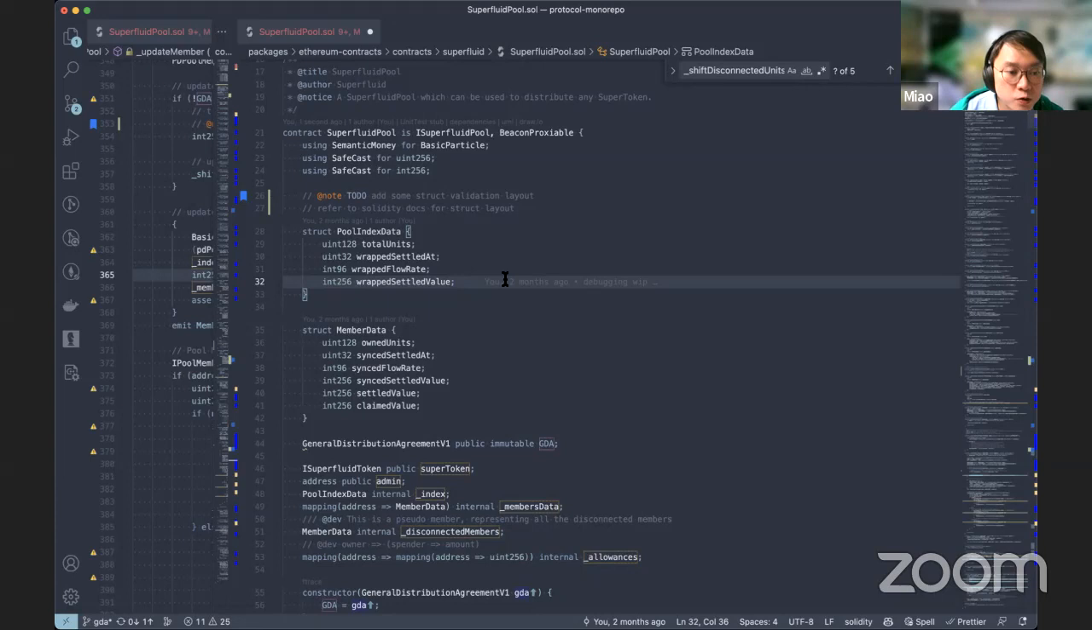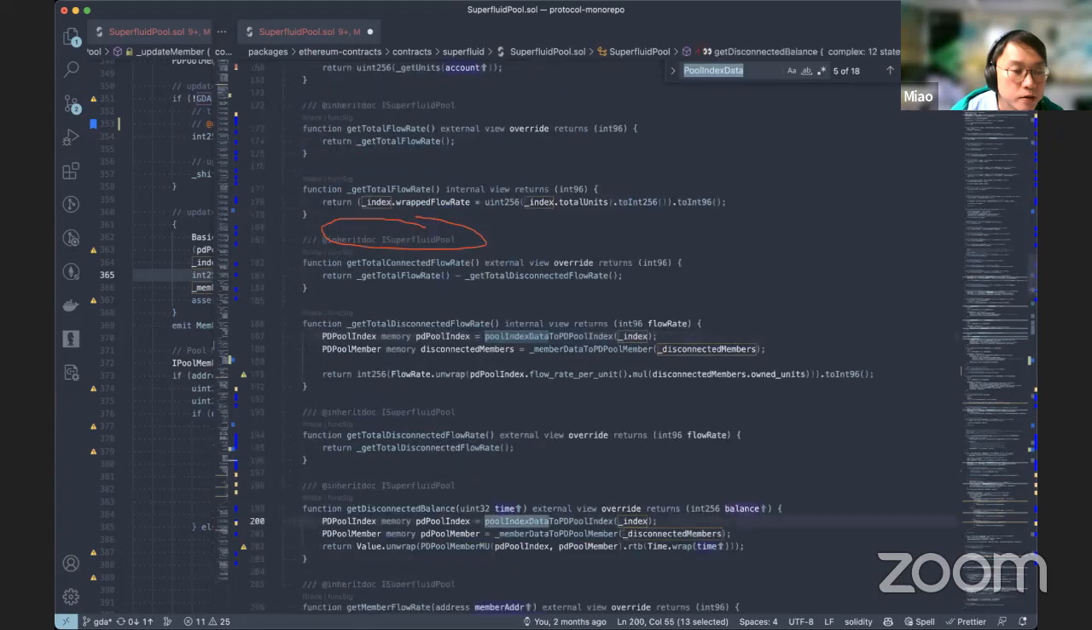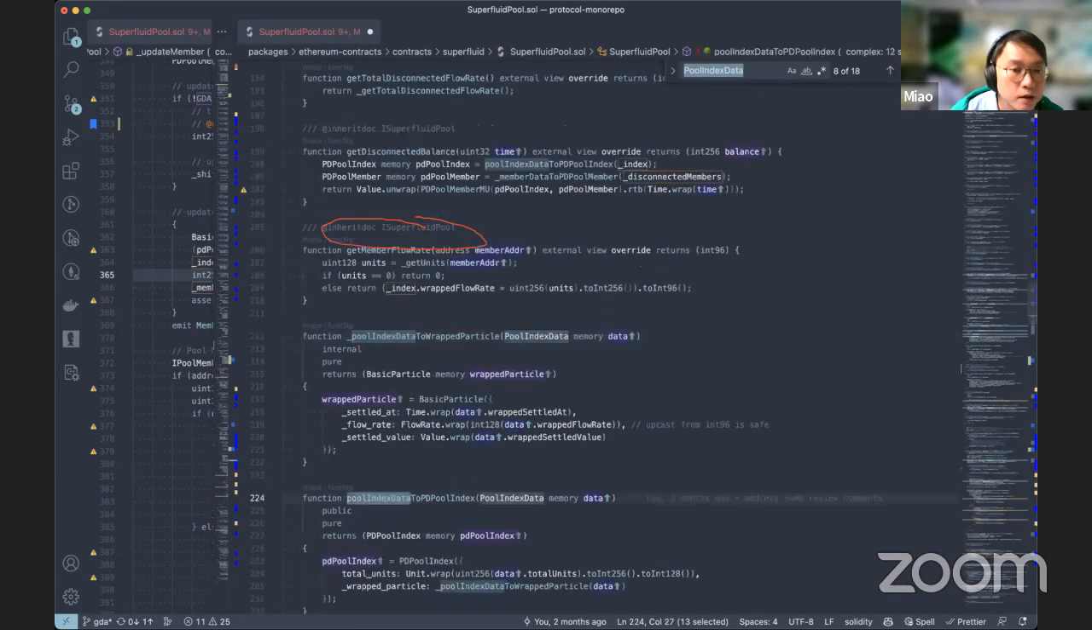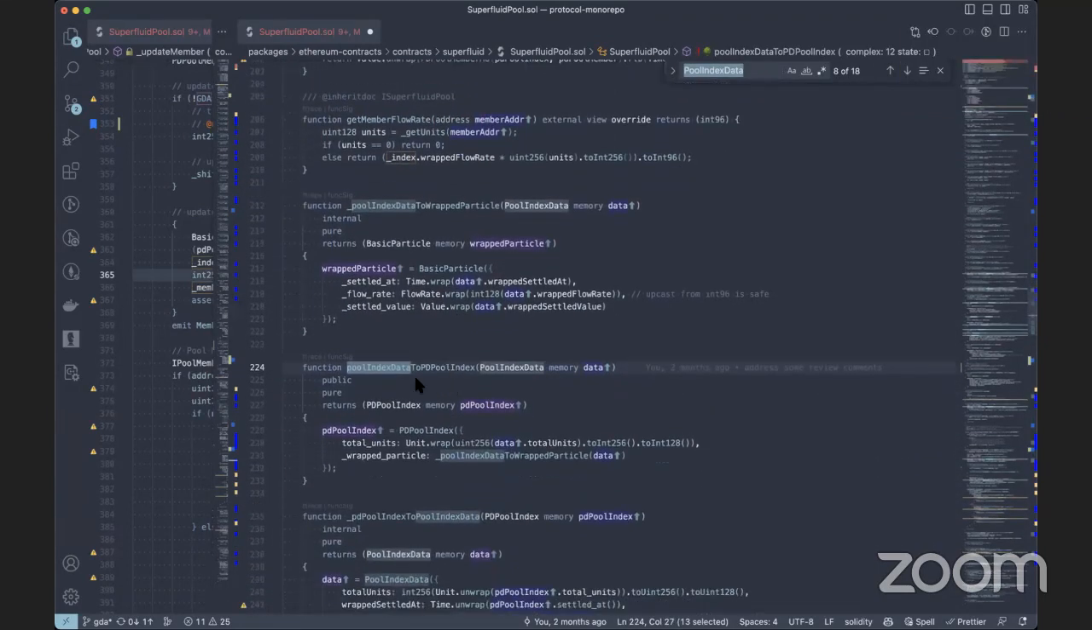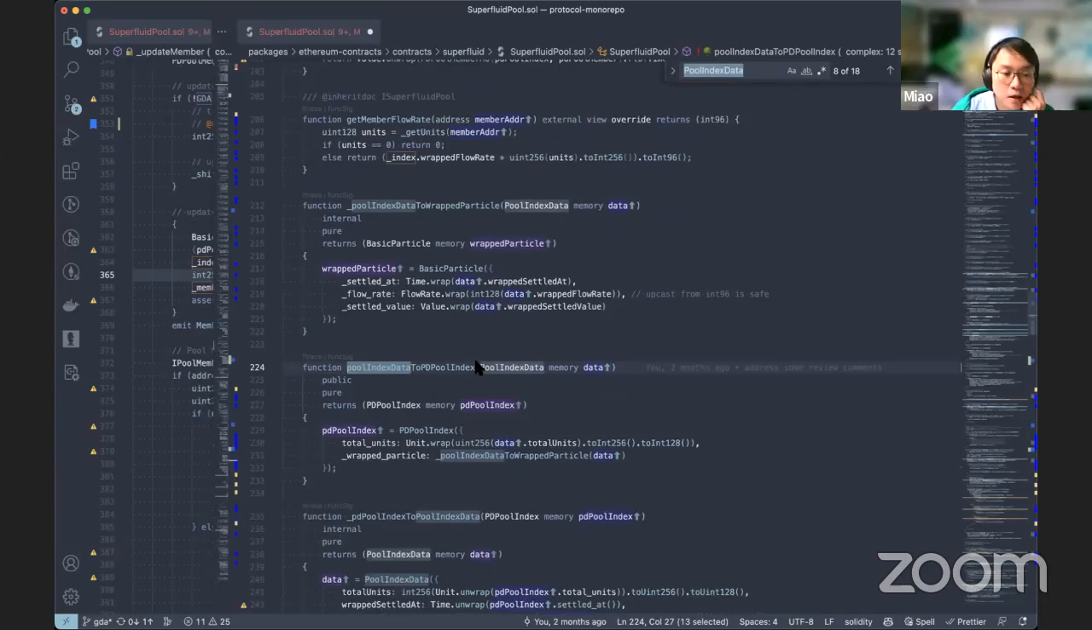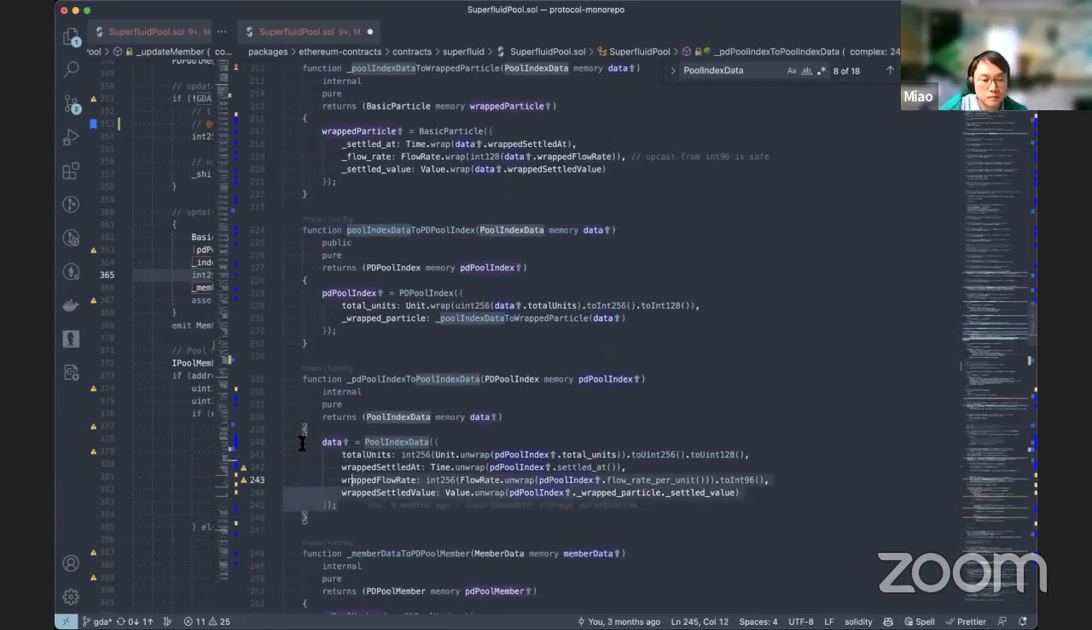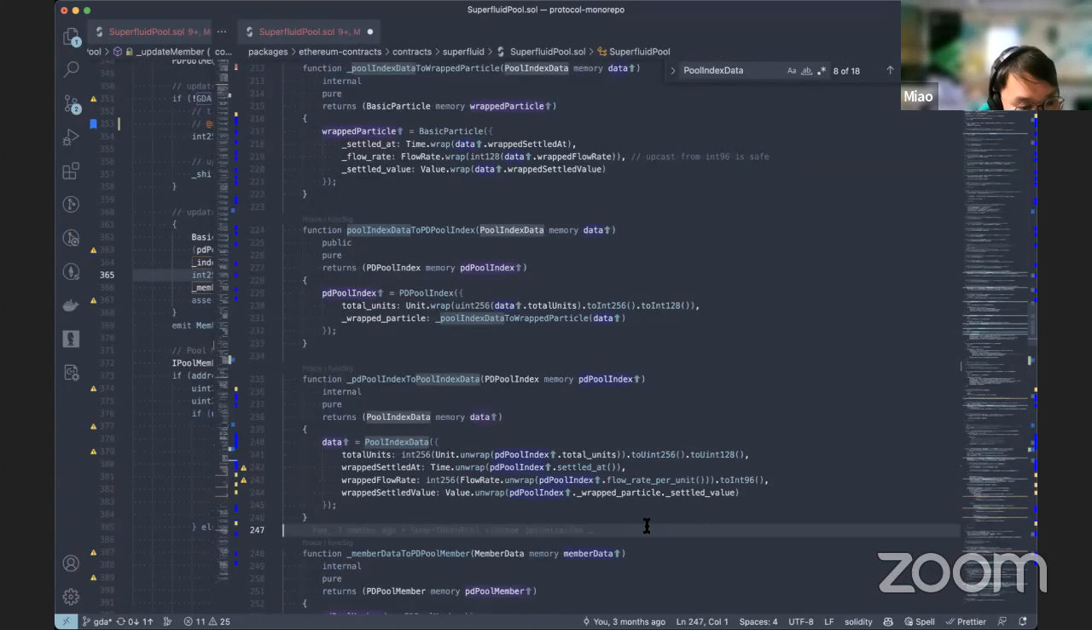How do you construct this one again? You can go back to the previous code. Is that directly from the semantic money, or did you do conversion? Can't remember. Yeah, there's a conversion. Okay. Here. Okay. Yeah. So you do the conversion and, yeah. Right. Okay.